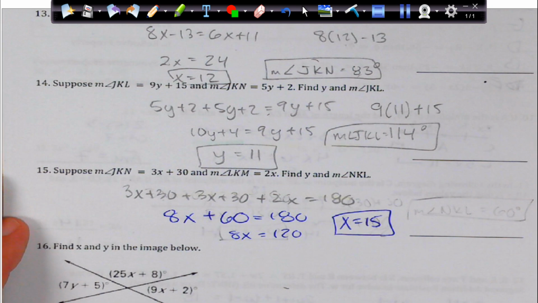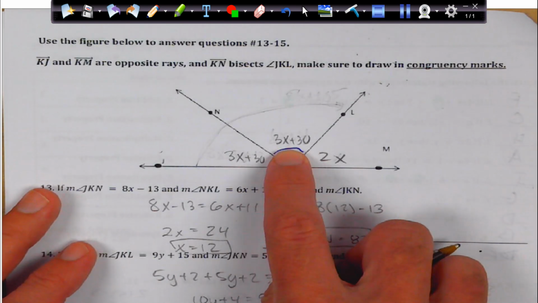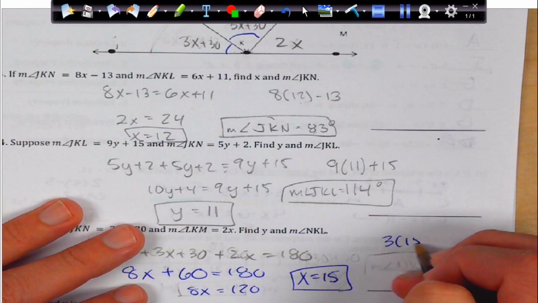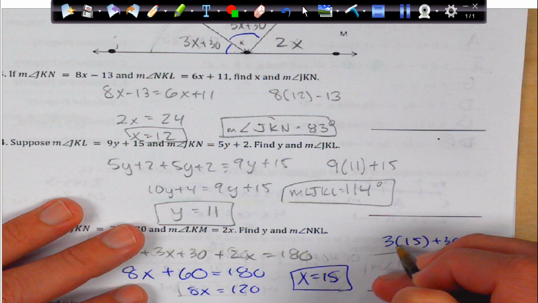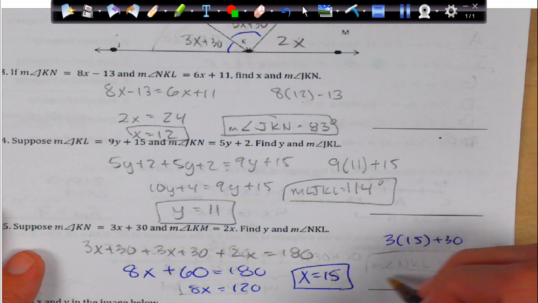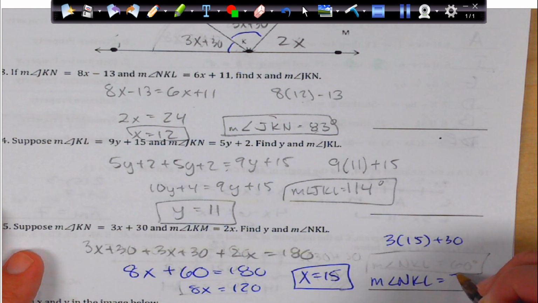And then it says NKL. So if we look up here, NKL is this piece. So it's the same as the 3x plus 30. So I just do 3 times 15 plus 30. That's going to be, I believe, 45 plus 30 is 75, I want to say. Yes, it is. So the measure of NKL is 75 degrees.